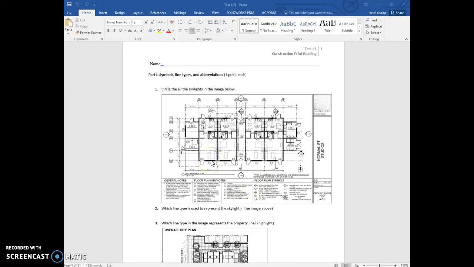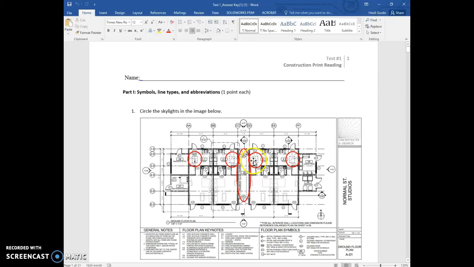So we know that skylights, because they're in the roof, are indicated with a hidden line to indicate that they're above us. So, because this is a floor plan, they're going to be above us on the roof plan. So the skylights would be here. It would be in every studio apartment as well as in the central corridor. You can see that there's a line for the skylight.